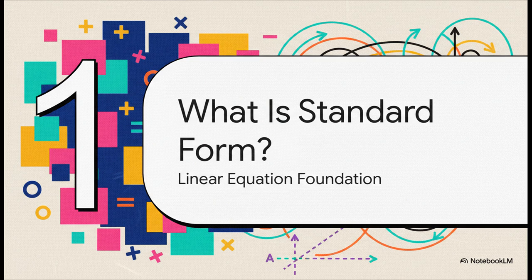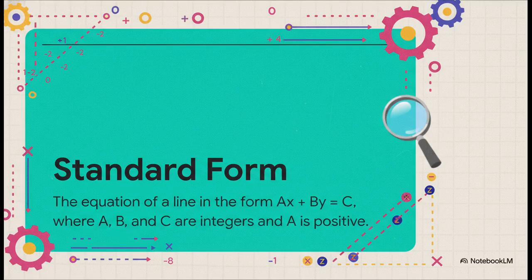All right, first things first, what in the world is standard form? Let's lay down the foundation here. And here it is. This is the classic look. Ax plus By equals C. This is the core structure we're aiming for. Now, A, B, and C, they're just our coefficients and a constant. But here's the catch, and it's a big one. They must be integers. That means no fractions, no decimals. We're talking clean, whole numbers.